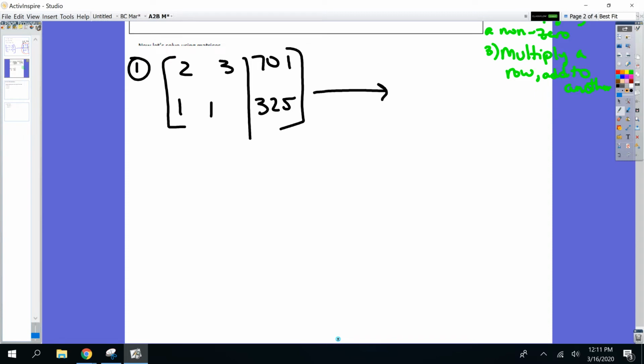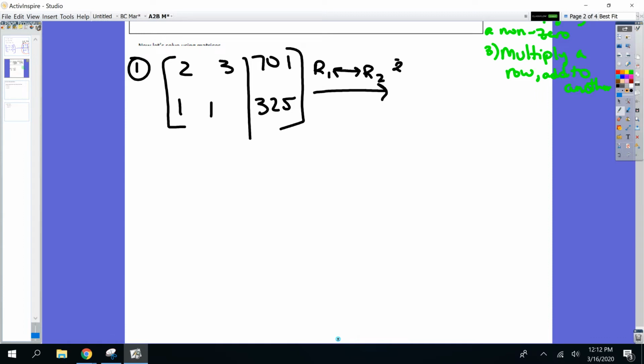So how I'm going to show that is I'm going to use the rule, take row 1 and flip-flop it with row 2. Now, at the beginning, if you saw that you're going to get a 1 there, you could have rewritten it 1, 1, 325 and 2, 3, 701 if you wanted to. If you wrote it that way to begin with, that would have been fine too.